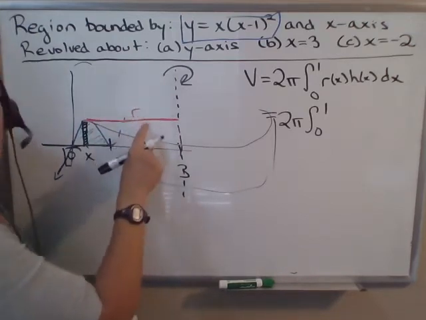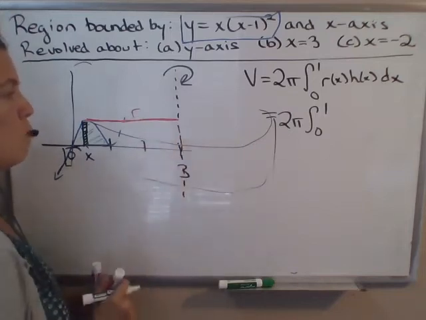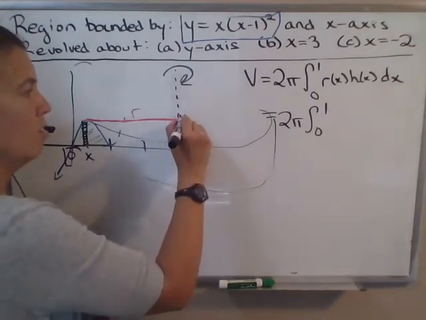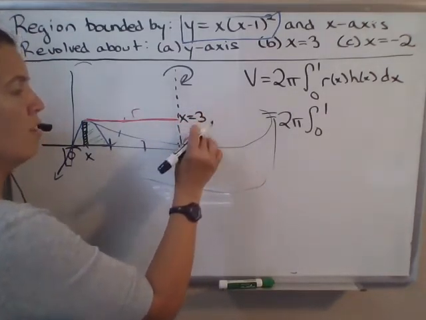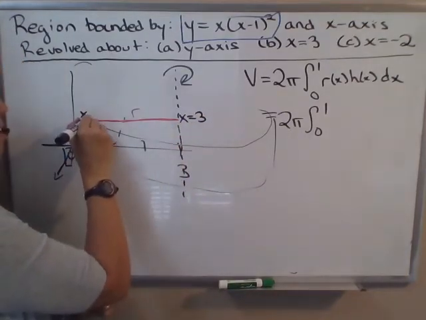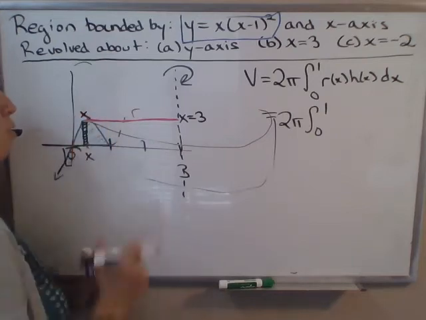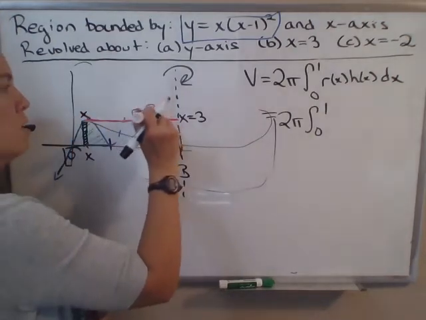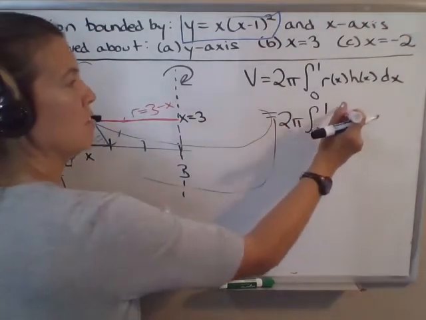Now, so to find this horizontal distance, do right minus left. So the axis of revolution on the right here is x equals 3. We're calling the position of the rectangle over here x, and so the radius is 3 minus x, right minus left.